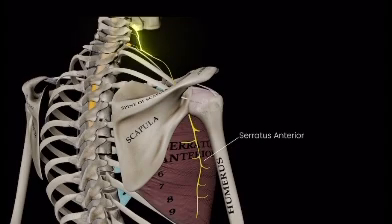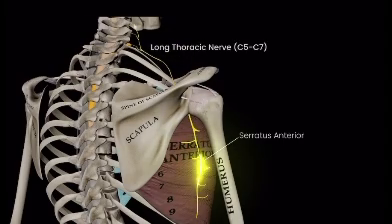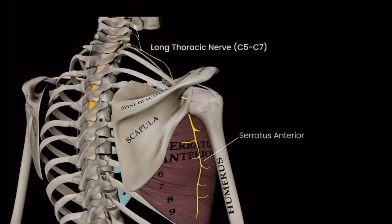It provides motor innervation to the serratus anterior muscle through multiple branches that enter along its slips. In summary, the long thoracic nerve provides motor innervation to the serratus anterior and carries no sensory fibers.